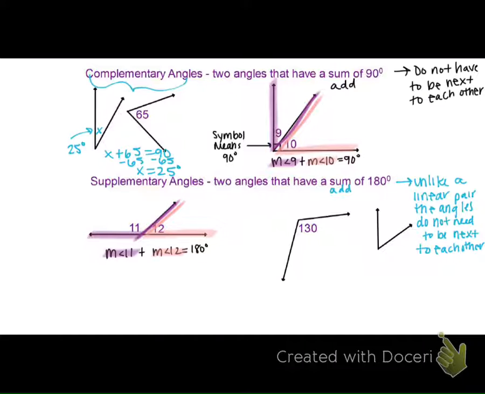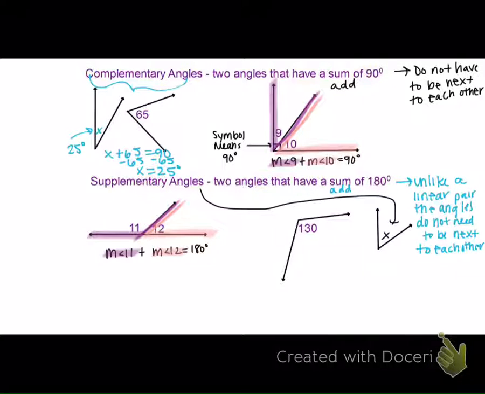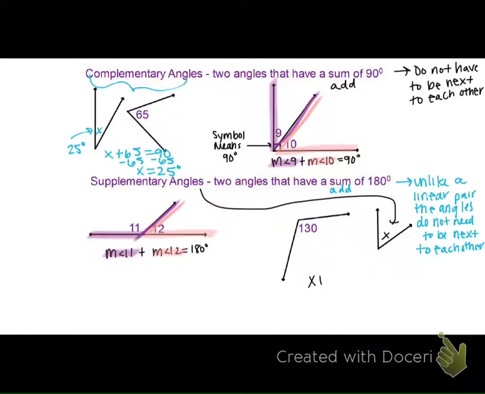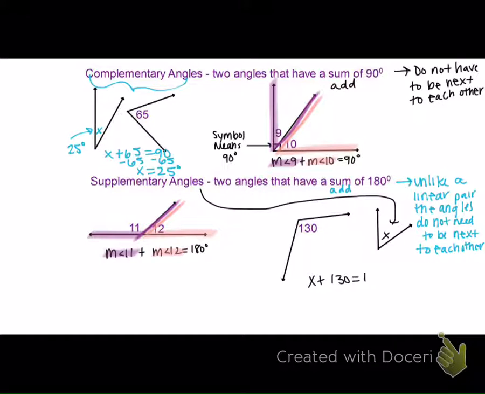So Cole, if these are supplementary angles over here, and I call this angle x, what would x be? 50. Yeah, because x plus 130 equals 180 degrees. So if you subtract 130, you get x equals 50 degrees. All right, go ahead and get that copied down, and then we will get on to the 2 examples, and then we'll get your homework out to you.